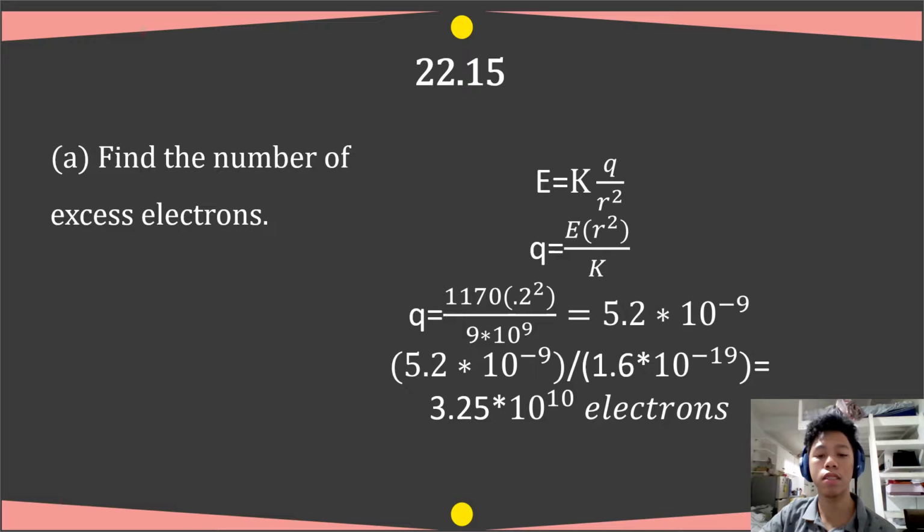So after you get the charge, you just divide it by the charge of one electron, which is 1.6 times 10 raised to negative 19. After you do that, you're going to get 3.25 times 10 raised to 10 electrons.